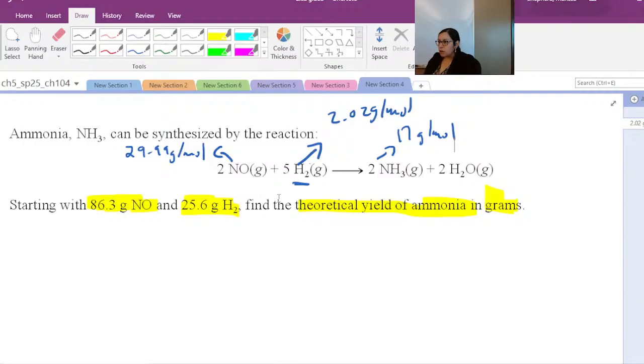All right, so don't forget open flame lab on Wednesday. So hair ties and cotton clothing.